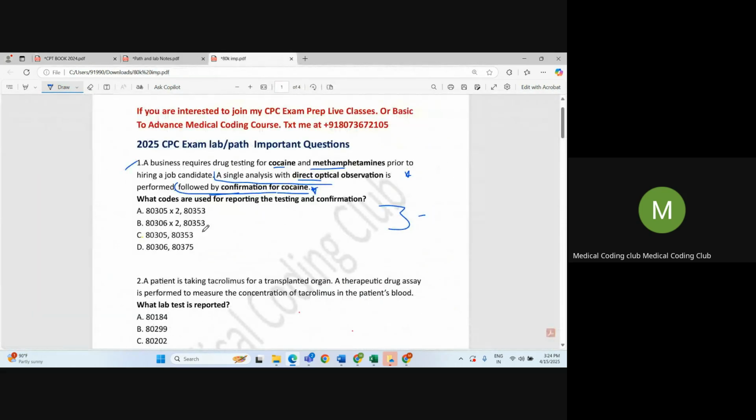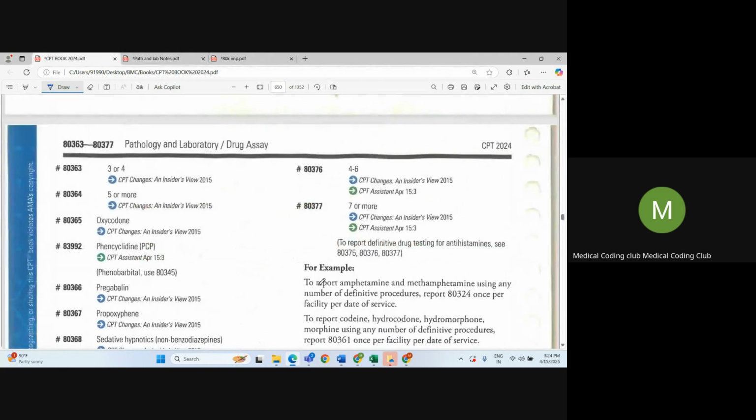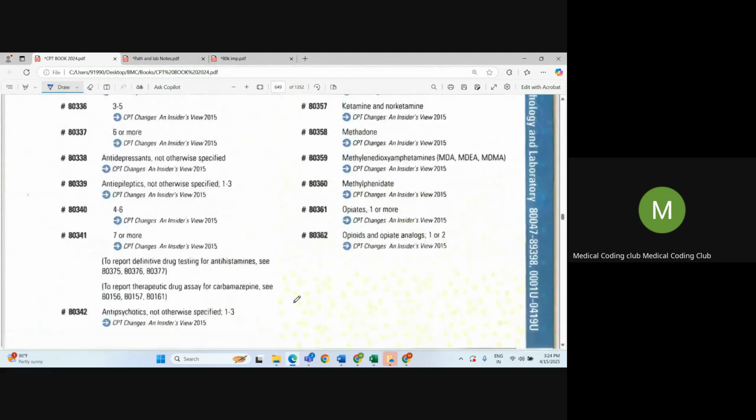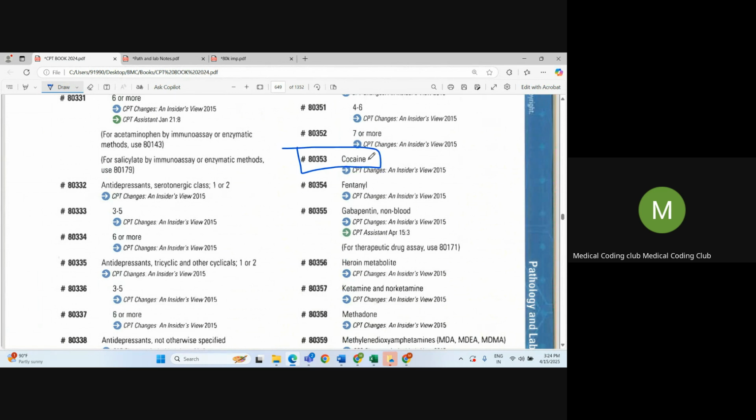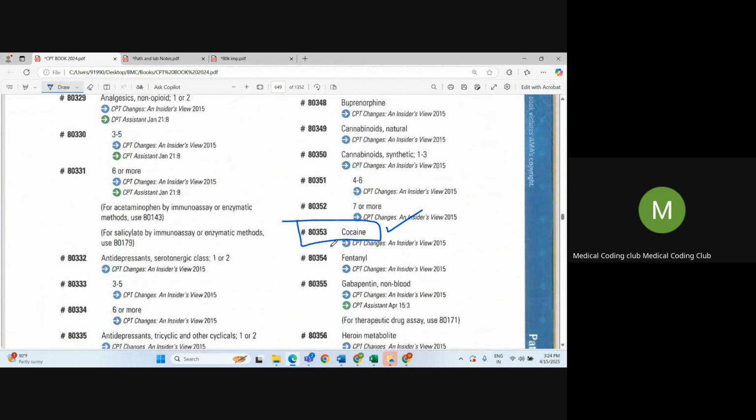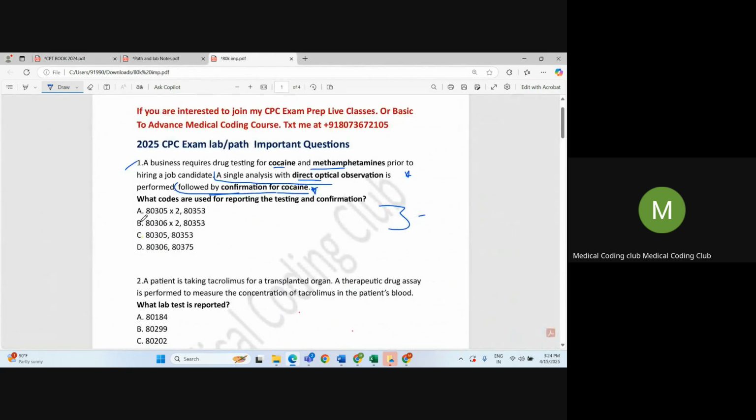Options you can see. So here it is: 80353 is for cocaine. The correct answer for the first question is option C. 80305 is for single analysis with direct optical observation, which comes under screening, and 80353 is for confirmation of cocaine, which comes under definitive drug testing. Answer C is correct for this particular question.